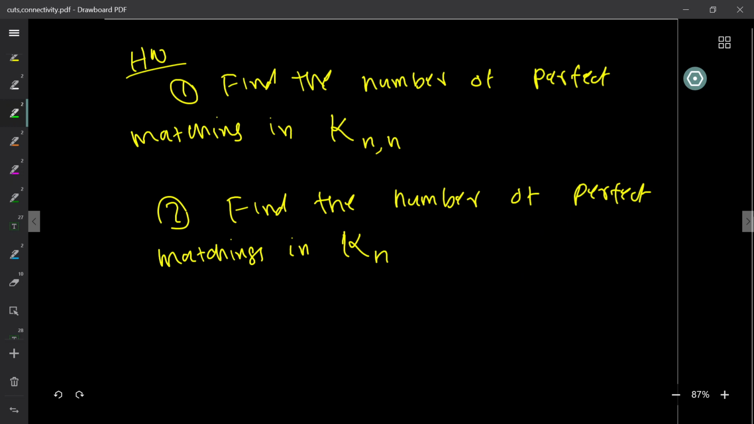Now, we will come to see why matchings are important soon. Here are a couple of homework questions: find the number of perfect matchings in the complete bipartite graph K_{n,n}, and also find the number of perfect matchings in the complete graph K_n. The second question will be slightly more difficult than the first.